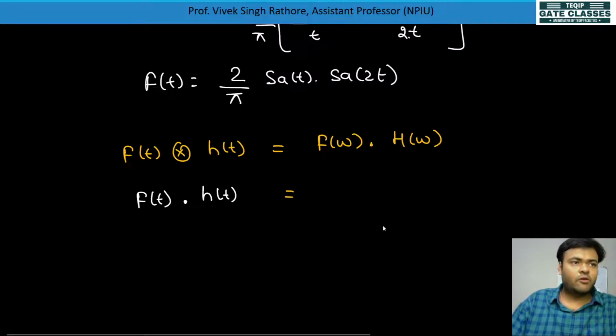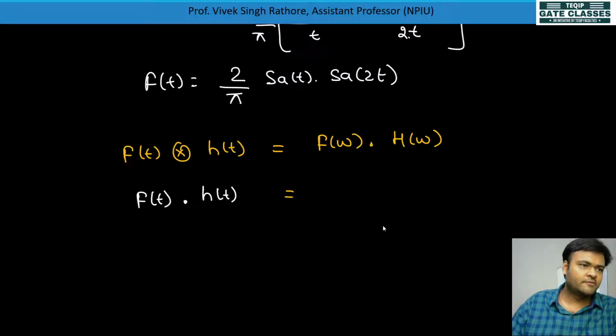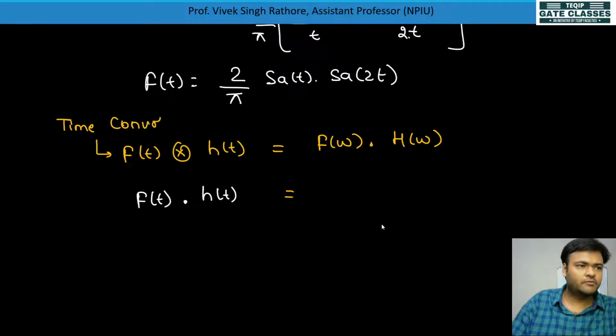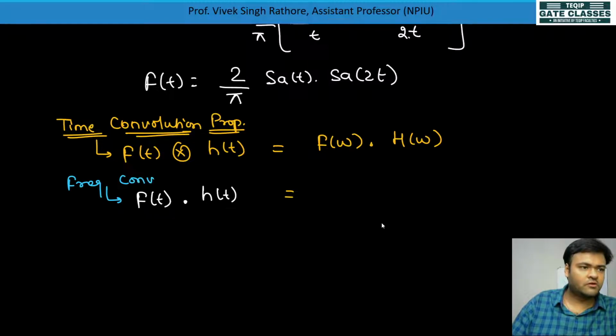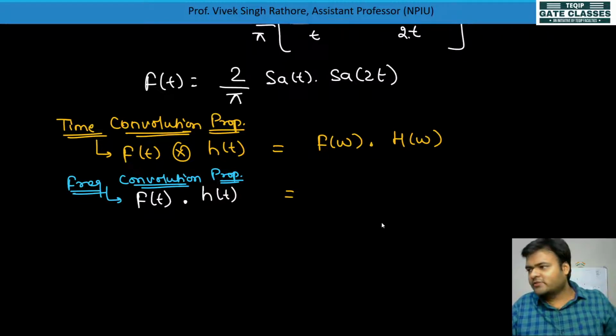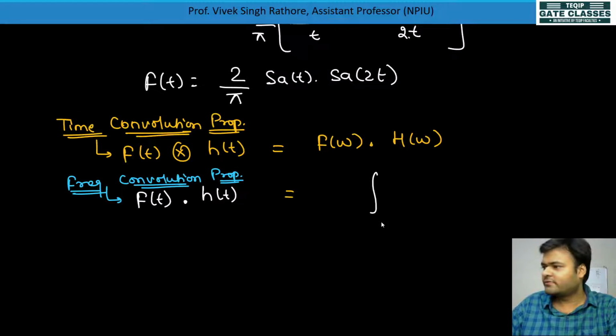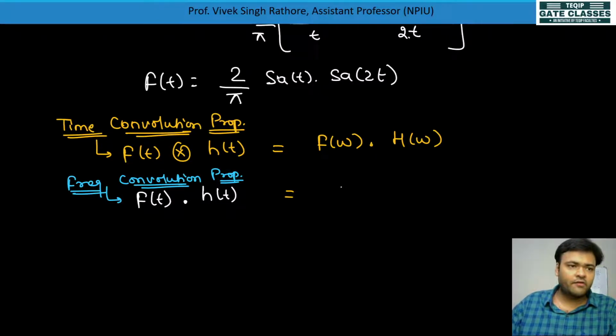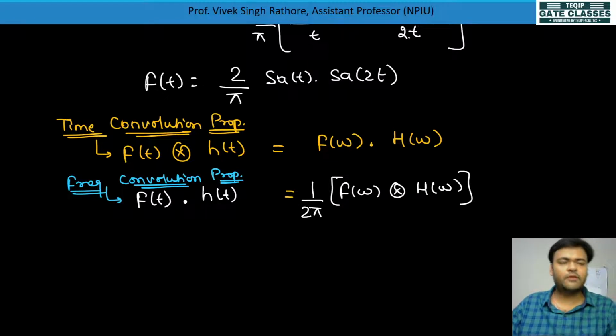what you need to do is use this property. I wanted to tell you that this property is called the frequency convolution property. The earlier property was called the time convolution property. Frequency convolution property means f of t multiplied by h of t can be written as F of omega convolved with H of omega, but with 1 by 2 pi. You have seen 1 by 2 pi many times.